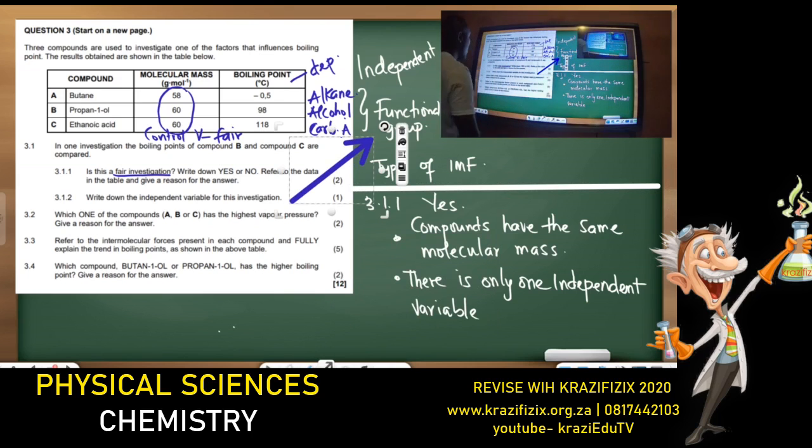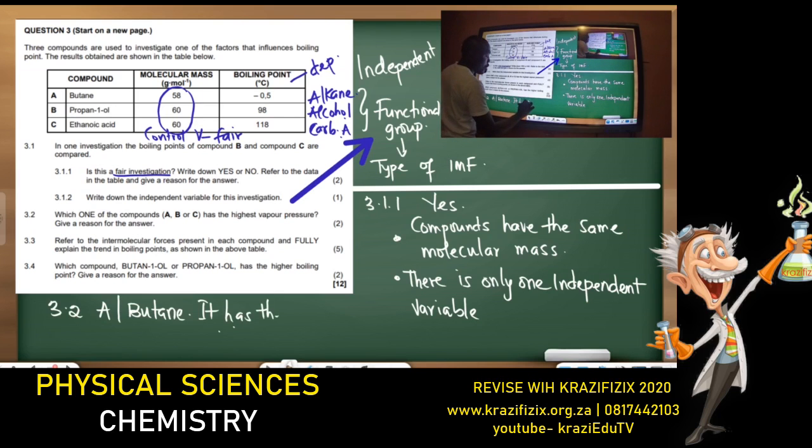Lovely. Which one of the compounds A, B, C, or D has the highest vapor pressure? We talked about that. A substance with the lowest boiling point will have the highest vapor pressure. So which one is the one with the lowest boiling point? It is A. So my answer is A. 3.2. A, which we know as butane. And what is the reason? It has the lowest boiling point.